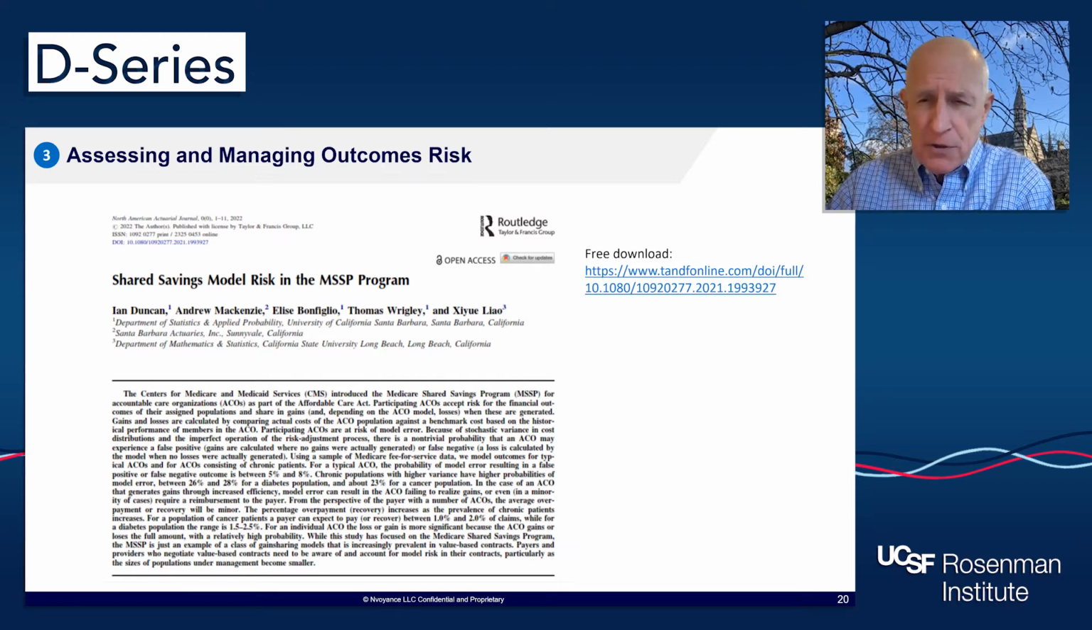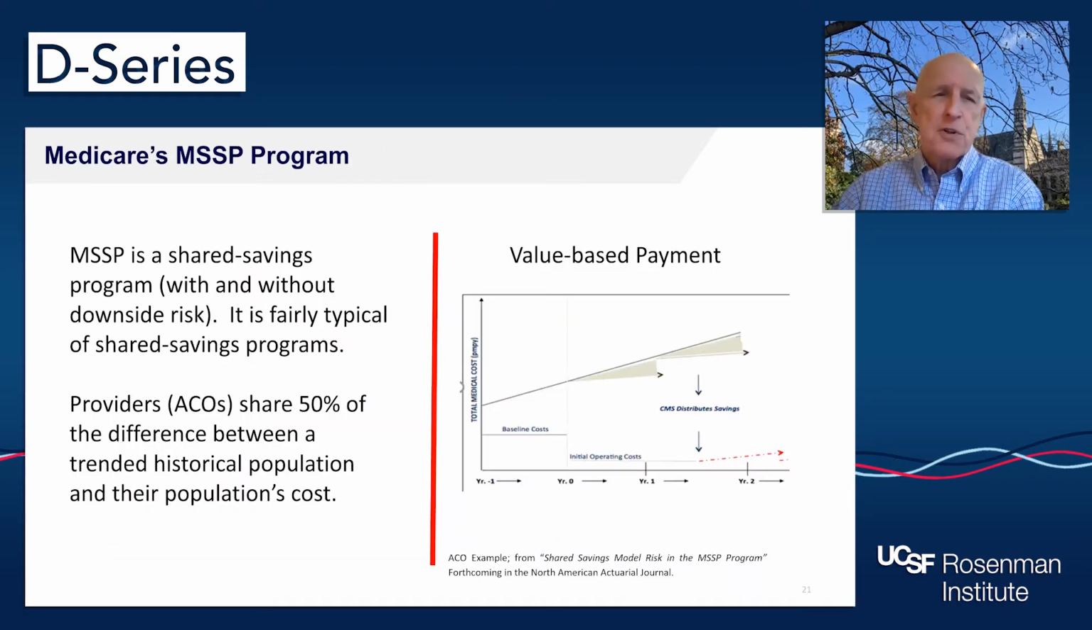So there's an article, should you be interested in pursuing this further. Just as a reminder, the Medicare Shared Savings Program is a fairly typical design for a shared savings program, with and without downside risk, depending on which version. There's an illustration here as to how it's constructed. CMS will make a projection based on your population as to where they think costs would be next year.